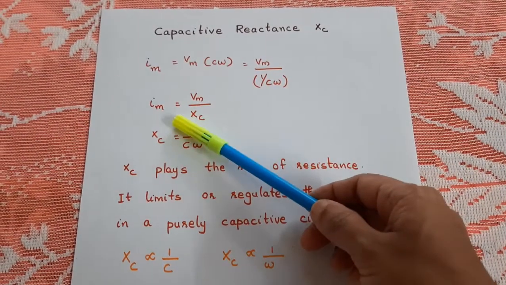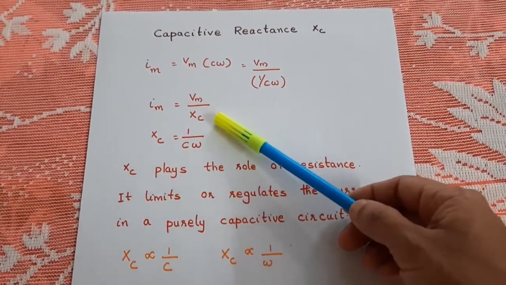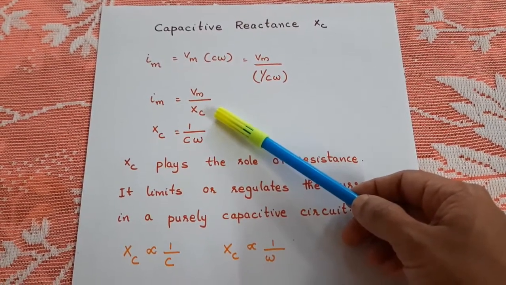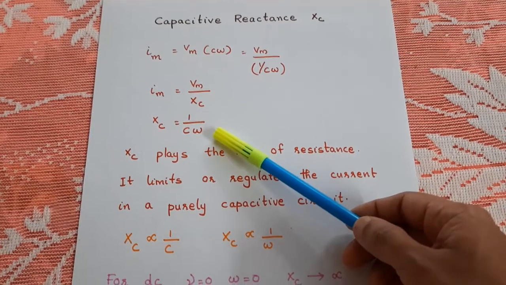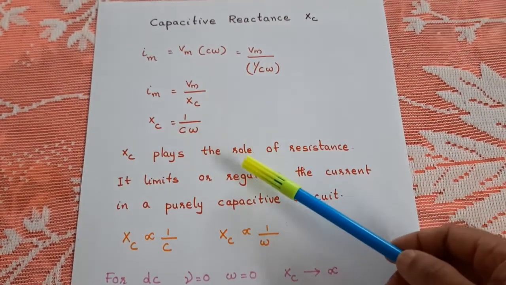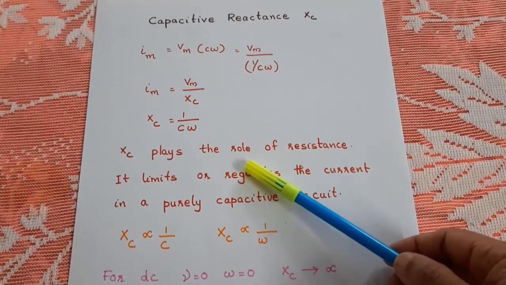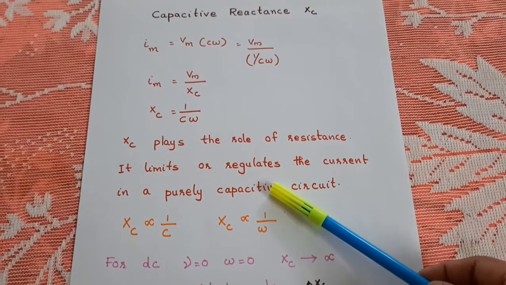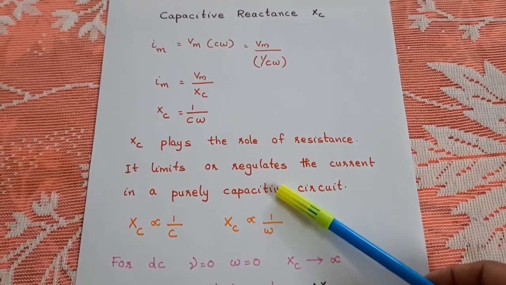So Im is equal to Vm by Xc, where Xc is the capacitive reactance, which is equal to 1 by C omega. It plays the role of resistance in a circuit. It limits or regulates the current in a purely capacitive circuit.